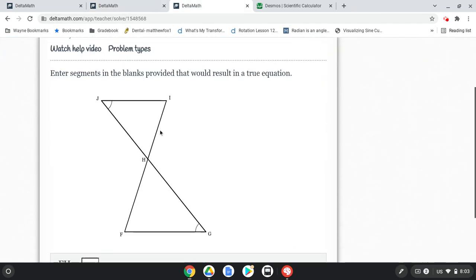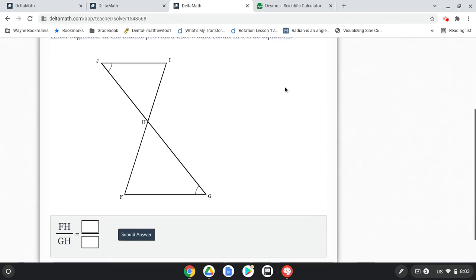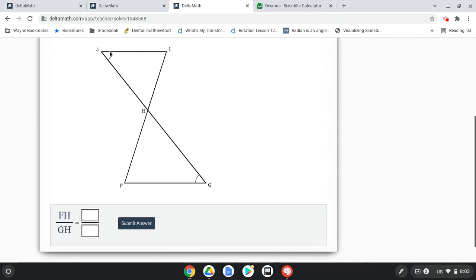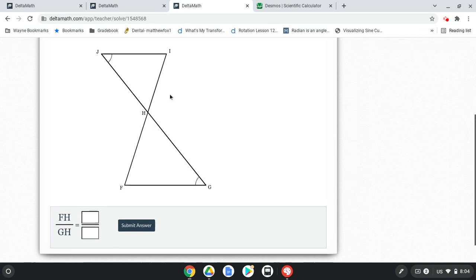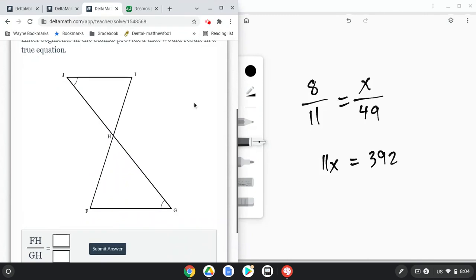So the final one then says enter the segments in the blanks provided that would result in a true equation. So already we have one angle that's marked. J and G we know go together. If you need to, you can write a similarity statement. We also know right here this angle and this angle will be the same because they are vertical angles. So with those two angles, now we are good.